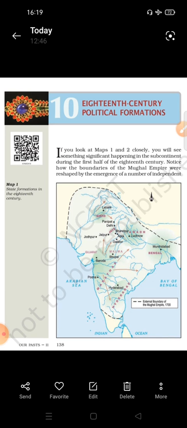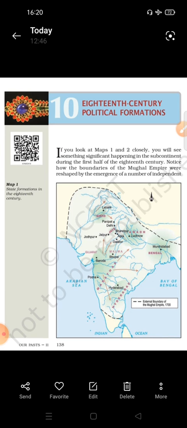Hope all are well. And today we start history and chapter number 10. The chapter name is 18th century political formations. What happened in the 18th century? We learn about the earlier Mughal Emperors and the Delhi Sultanates.